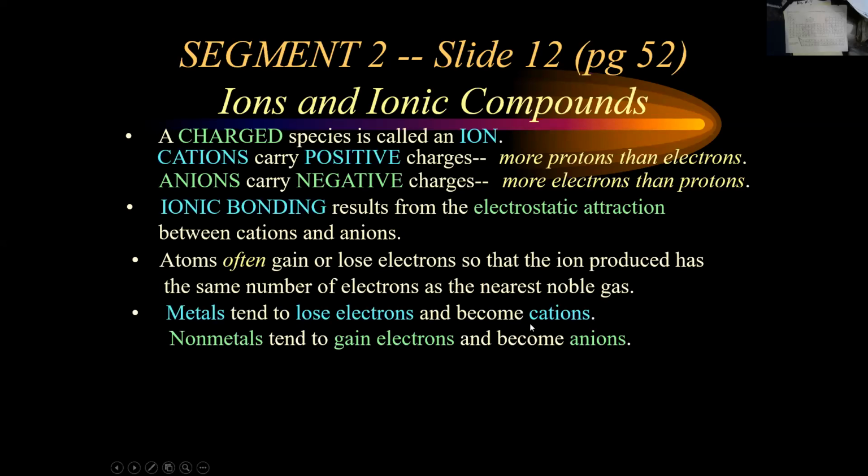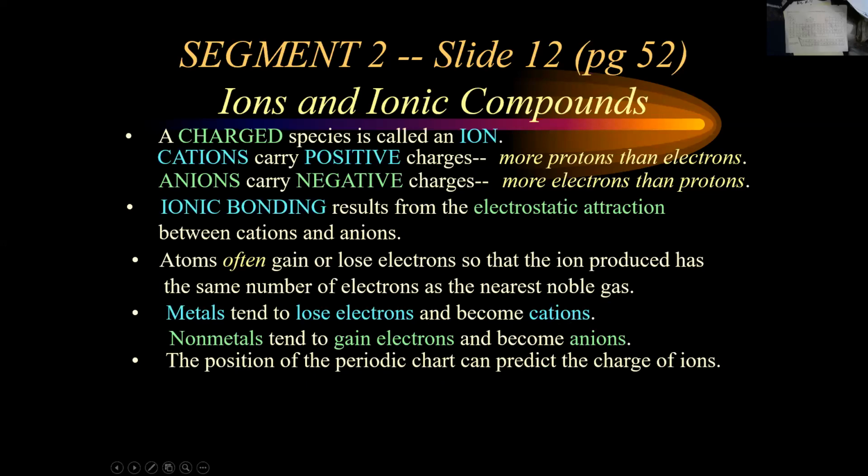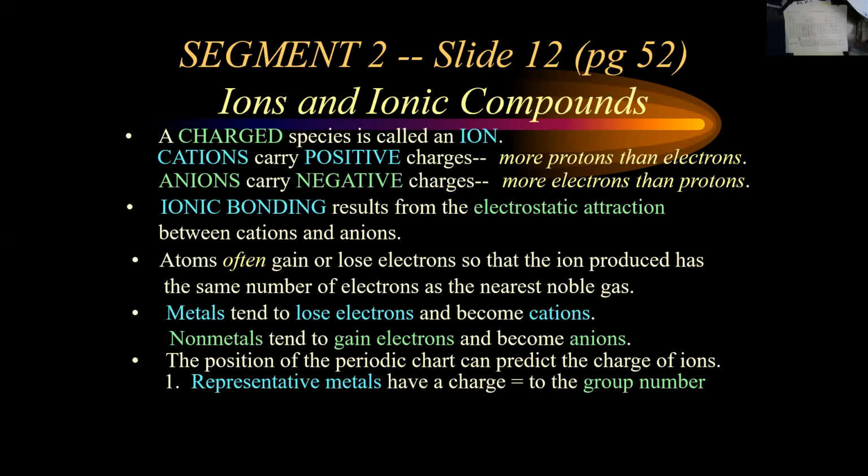Metals tend to lose electrons and become cations. Nonmetals tend to gain electrons and become anions. And now you know how to look at the periodic chart and tell whether an element is a metal or a nonmetal. Now, this summarizes what I just told you and pointed out to you.